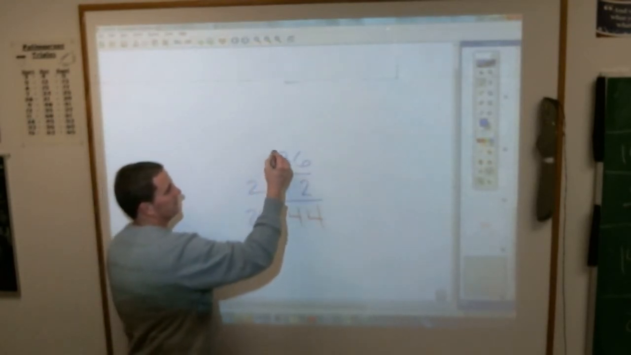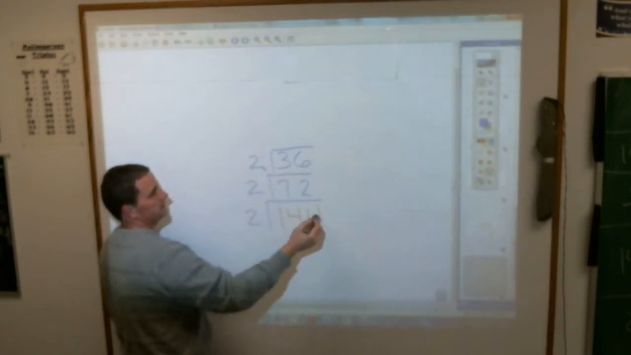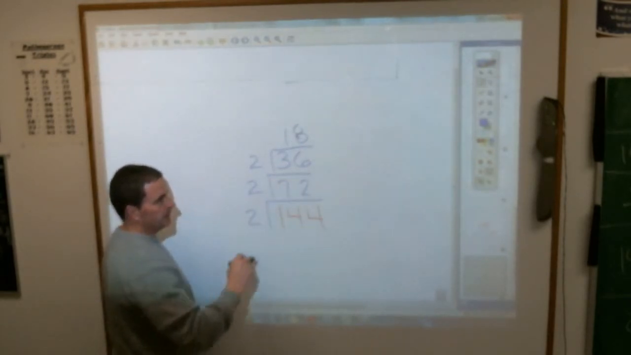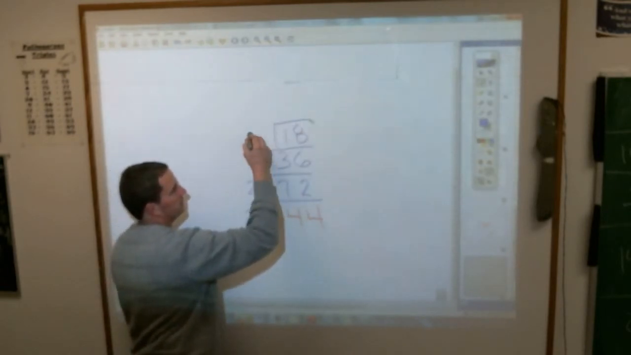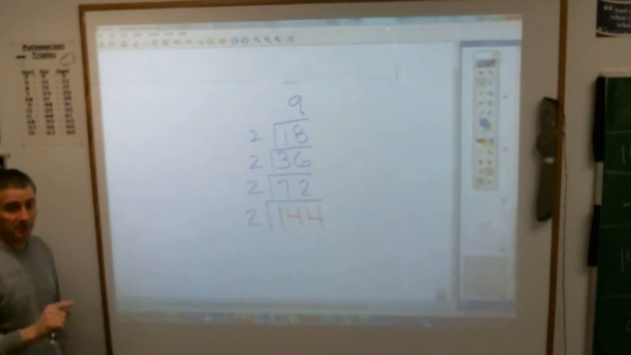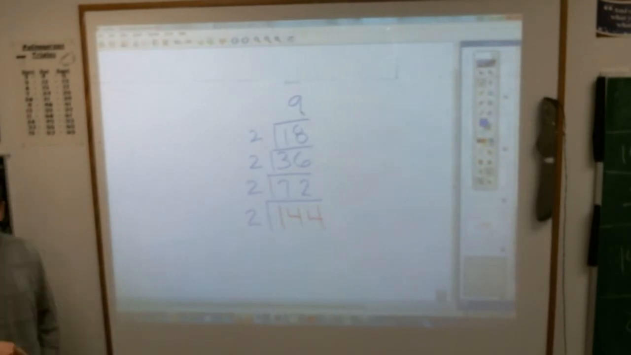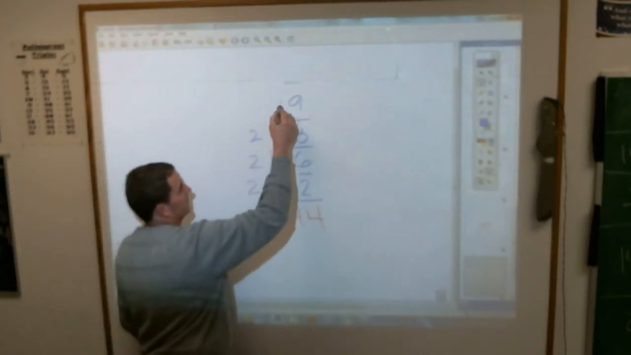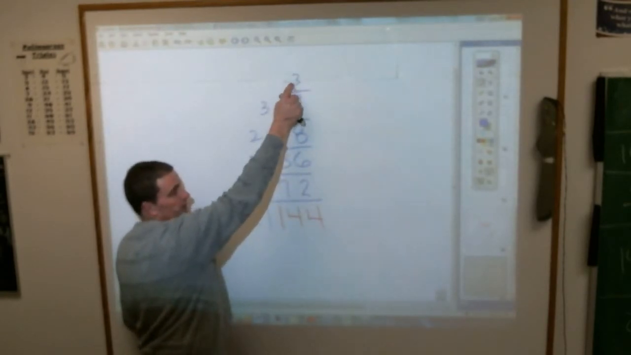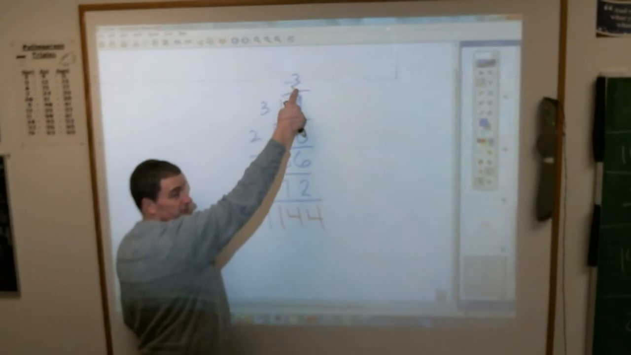Yep. Every even number can be cut in half. Half of 36 is 18. Can 18 be cut in half? Yep, it's 9. 9 can't be cut in half, but it can be divided by a prime number. What prime number can you divide into 9, Jaden? 3. And 9 divided by 3 is 3. Once you get a prime number for your answer, you can stop because nothing goes into 3.